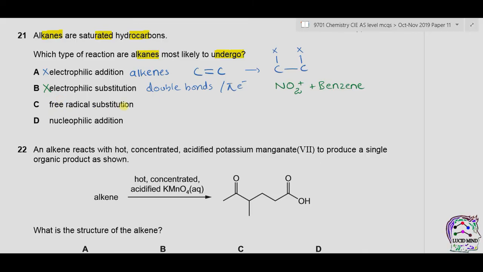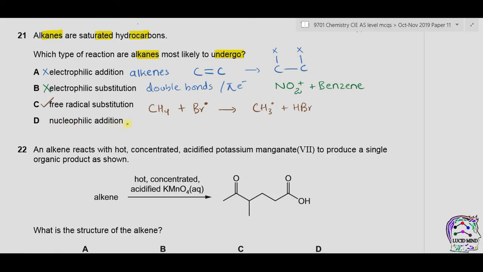C is free radical substitution. Now, alkanes can be converted into products upon reaction with free radicals such as bromine radical. So the product formed can be like this. Now this reaction will continue until all of the hydrogen atoms are replaced by bromine. So C is correct.